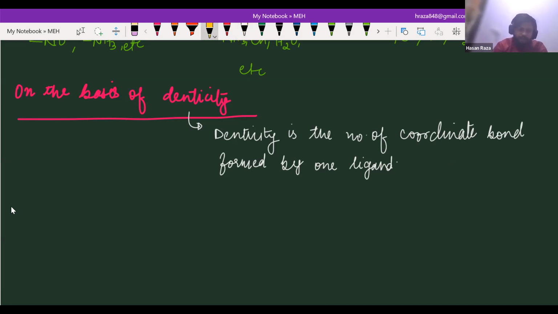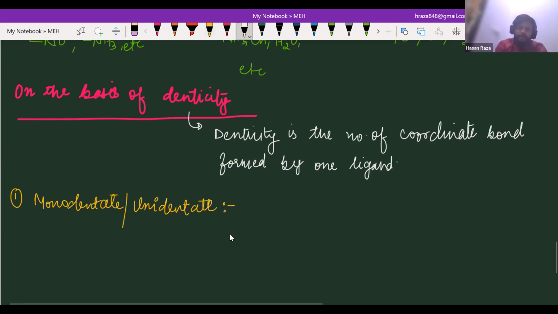The first is what we call either monodentate or unidentate. The ligand which can form only one coordinate bond is called monodentate. So I'm going to write the definition, write along with me.